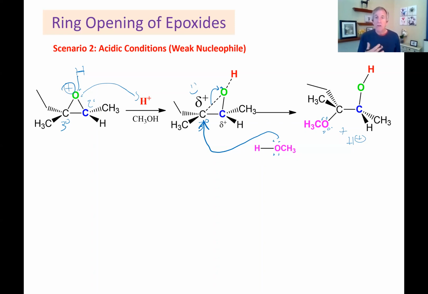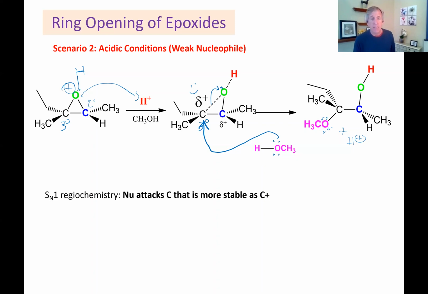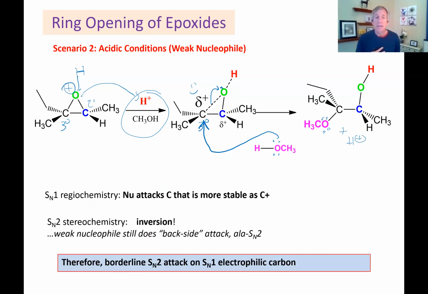So in the overview, really, it's important to recognize that when you have acidic conditions and a weak nucleophile, you're going to protonate the epoxide and attack at the SN1 carbon, that region of the epoxide that will be allowed to be more partial positive. So it's very SN1 regiochemistry, but it is very SN2 stereochemically.